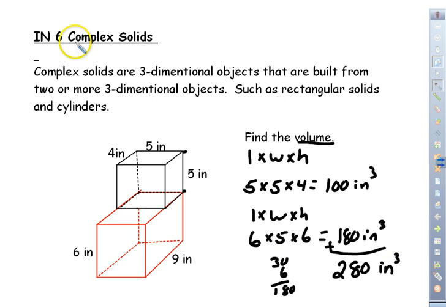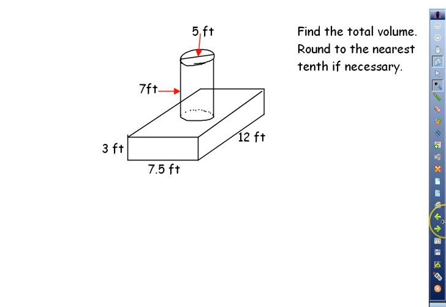Okay? Complex, again, being two or more three-dimensional figures. So however many figures you find the volume of is how many you would have to add together at the end. Okay? Now we're going to be looking at two other shapes, one being a rectangular prism and another one being a cylinder. So we'll start first with our rectangular prism, again finding the volume.